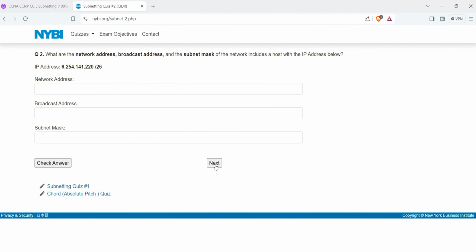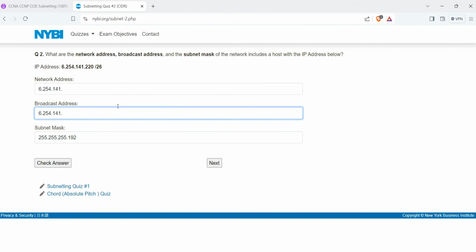Slash 24. No, I'm not going to do this again. All right. Okay, slash 26. 255, 255, 255 is 24 bits. I need two more bits. 128 plus 64 is what? 192. Now, the first three octets, I'm not changing. 6.254.141 dot. And same thing over here.